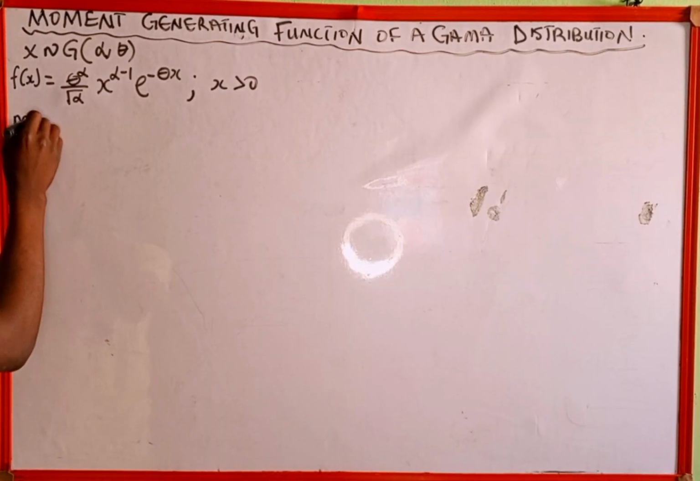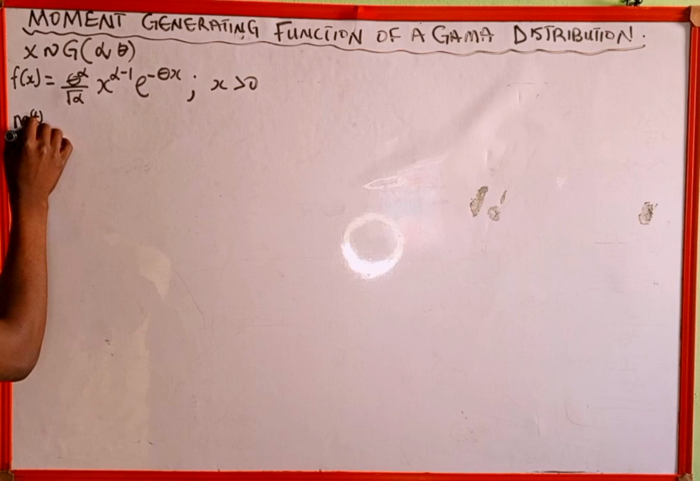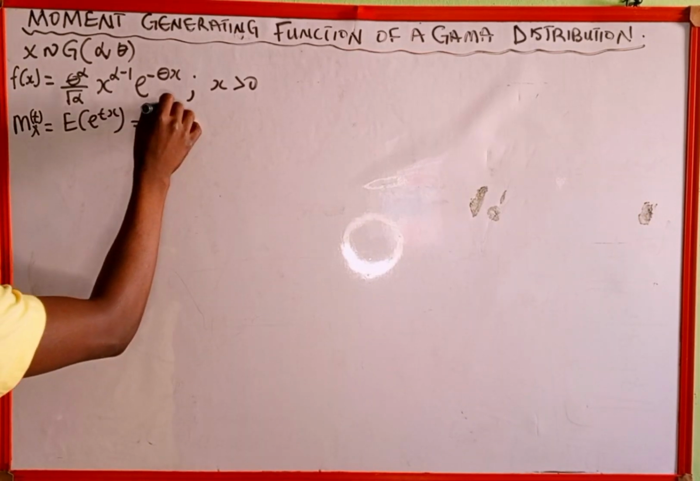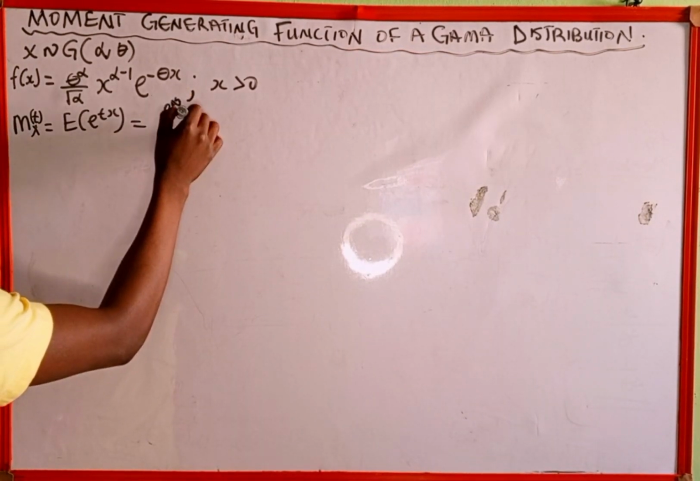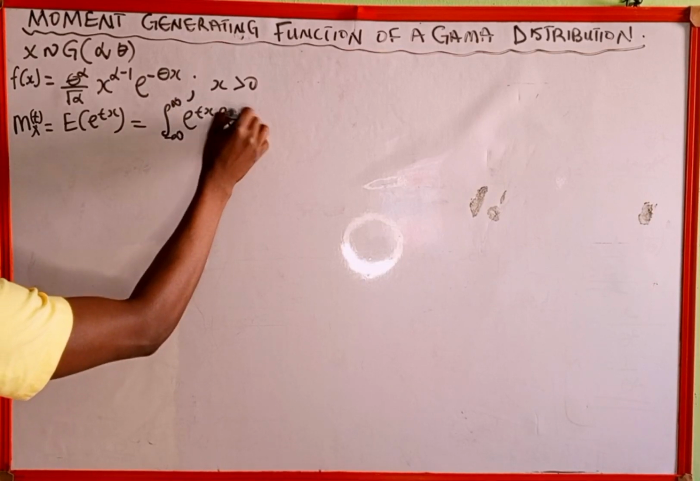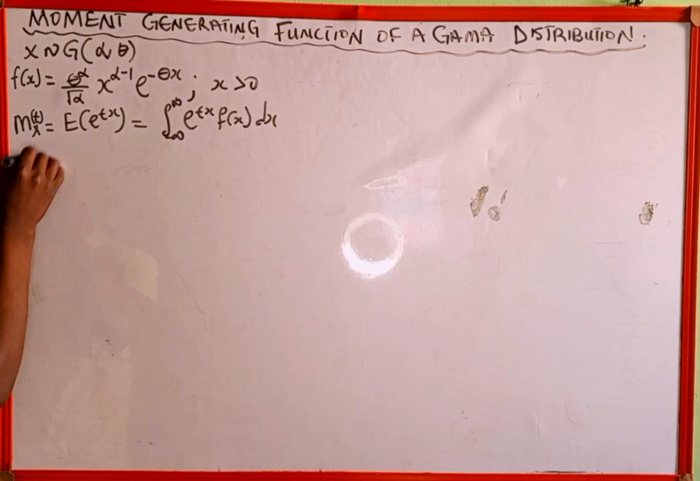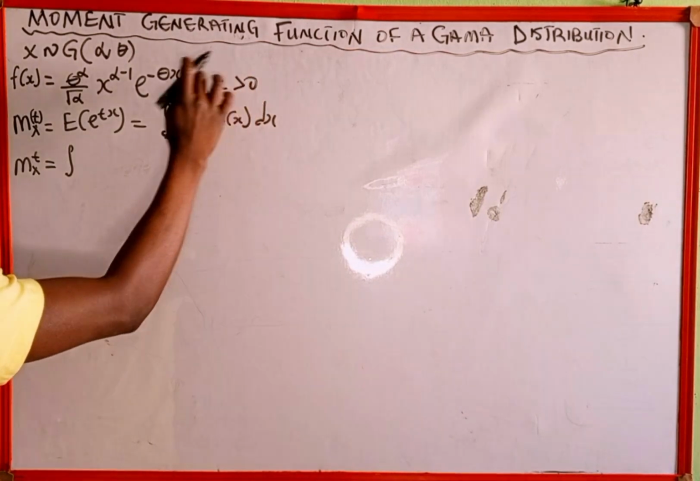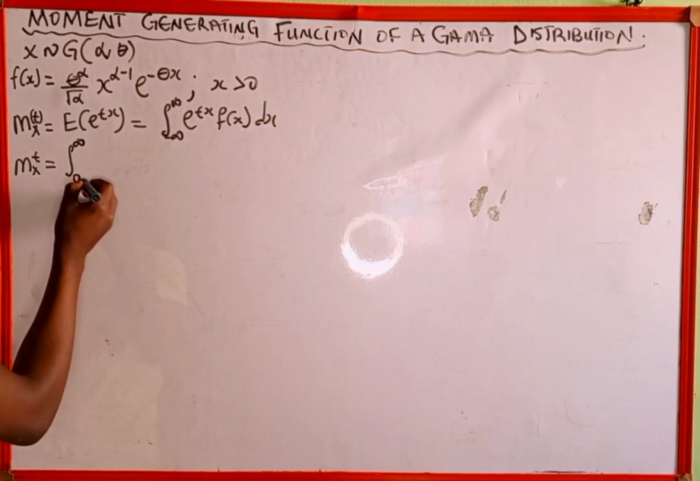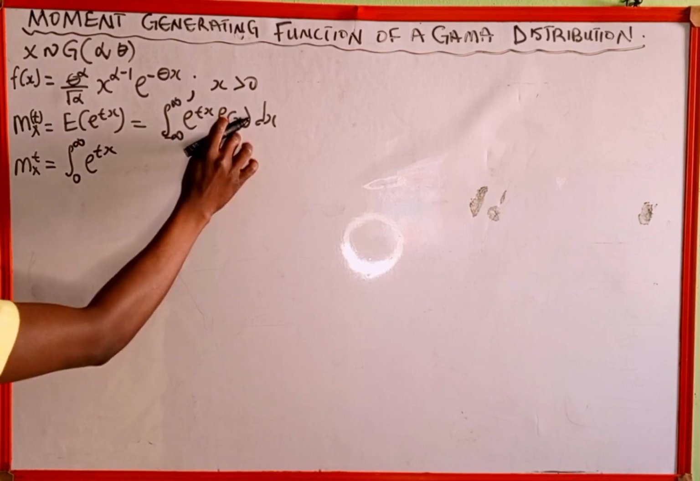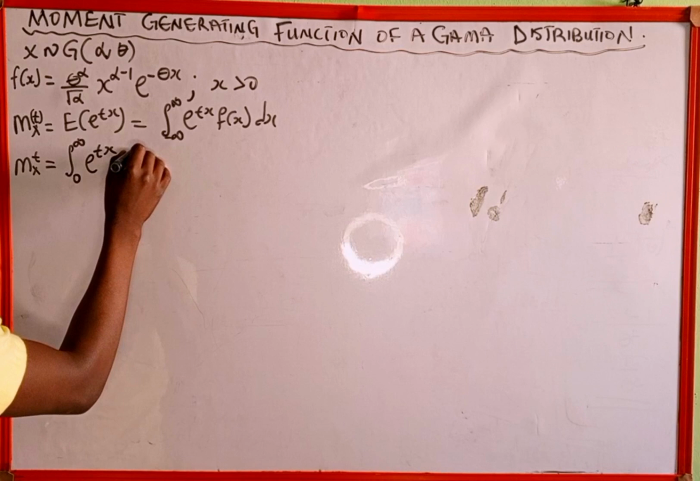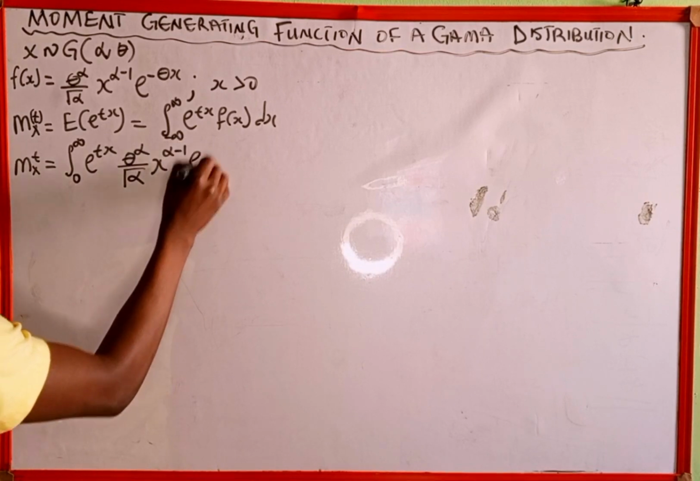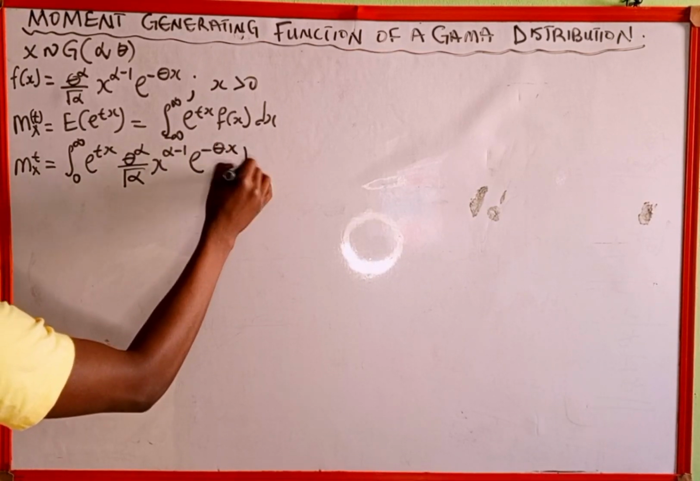So the moment generating function M sub X of t is equal to what? The expected value of e to the tX, which is the same as the integral from negative infinity to positive infinity of e to the tx, then f of x dx. So M sub X of t is equal to the integral. Remember, x is ranging from 0 to positive infinity. We have 0 to positive infinity, then e to the tx, and f of x, which is theta raised to the power of alpha all over gamma of alpha, x to the power of alpha minus 1, e raised to the power of minus theta x, then dx.